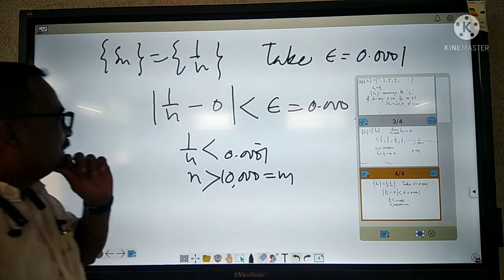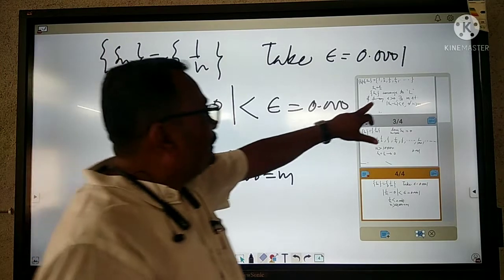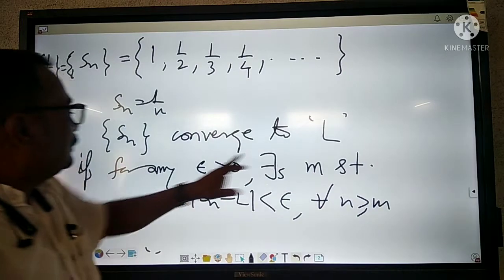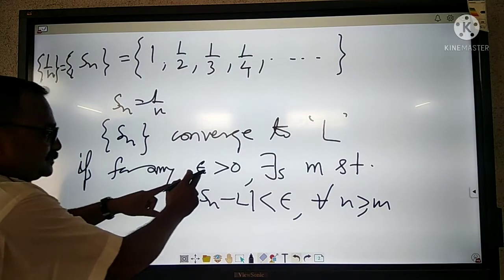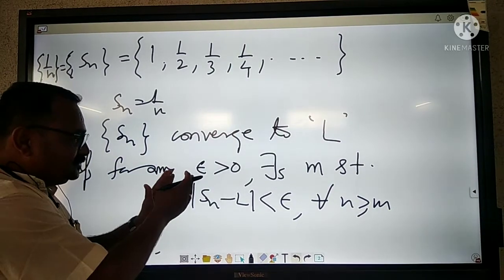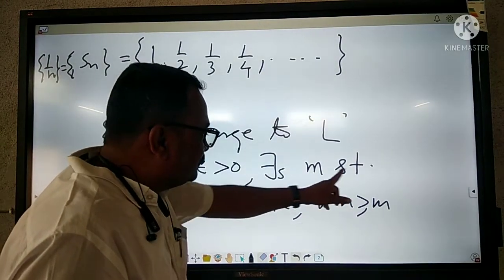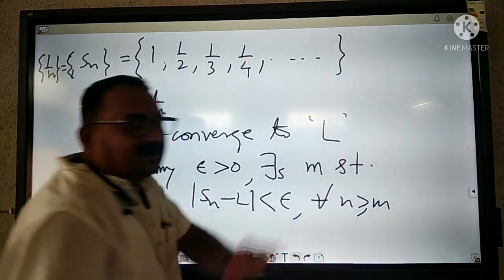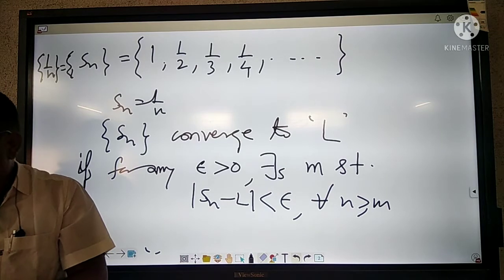So once again, the definition of the limit of a sequence. The sequence Sn converges to L if for any epsilon greater than 0, meaning a positive number, there exists a positive integer m such that this difference is less than epsilon for all n greater than or equal to m. This is the definition of the limit of a sequence.